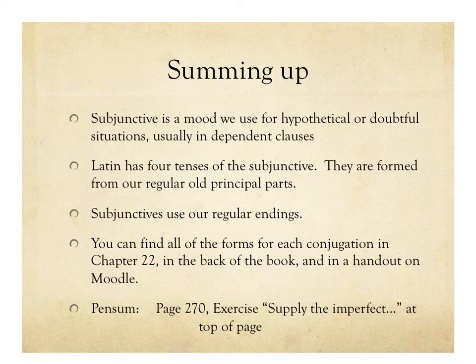So finally, to sum up, the things that are most important to know here, I think, are that the subjunctive is a mood that we're going to use for hypothetical or doubtful situations. And we don't know what those are yet, but we'll learn them soon. And usually we're going to see them in dependent clauses, and we'll learn more about that in the weeks ahead. Latin has 4 tenses of the subjunctive that we're going to be playing with and learning. And they're formed from all of our regular principal parts that we know.